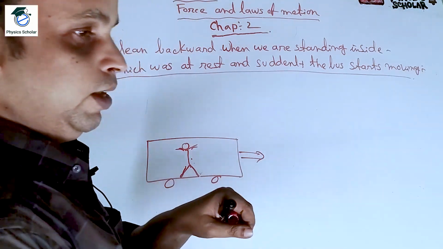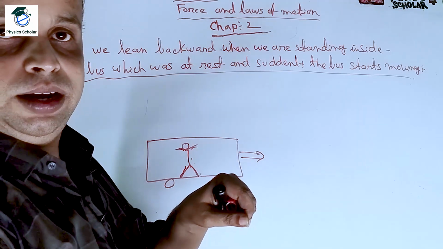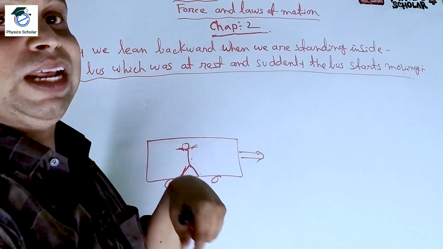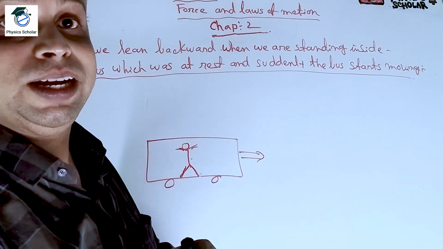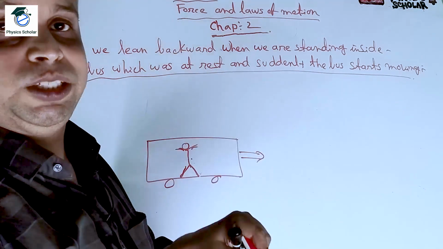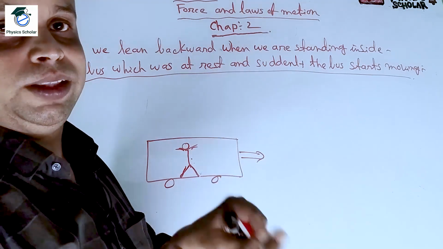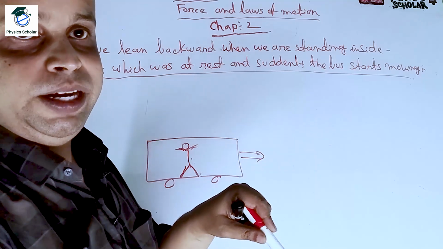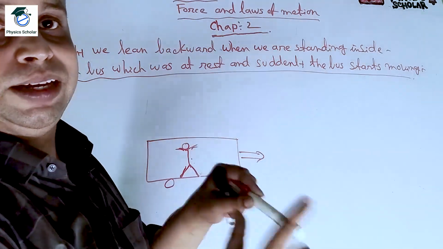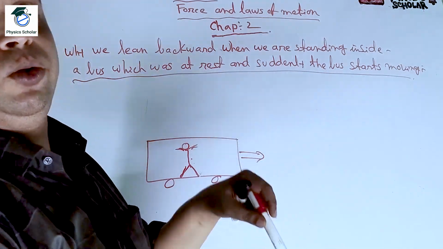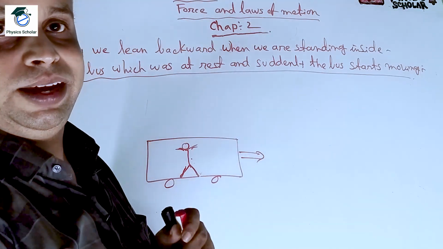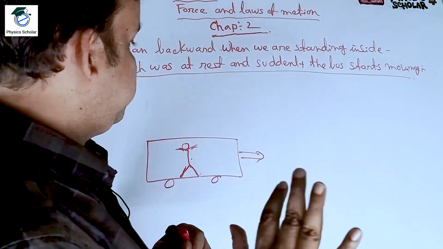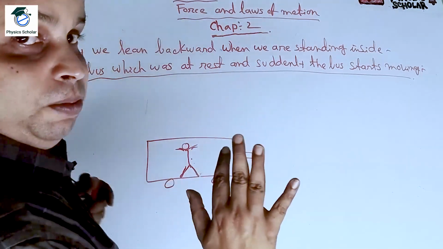So what will happen? The leg touching the floor of the bus will also start moving with the bus. But the upper portion of the body, due to the property of rest, will try to stay in the rest position. So the feet will move with the bus, and as a result we will feel a force backwards and we will lean backward. This is due to the inertia of rest.